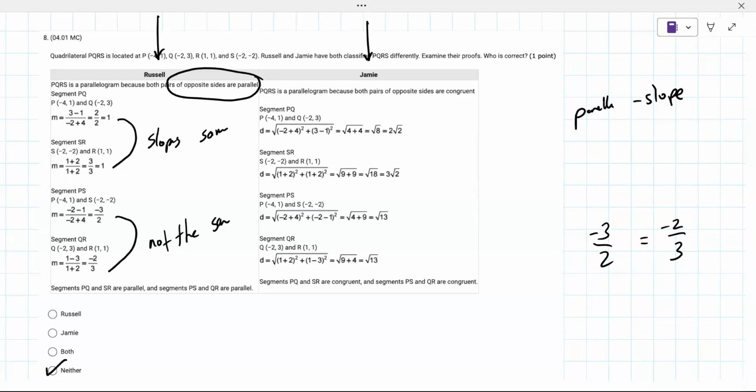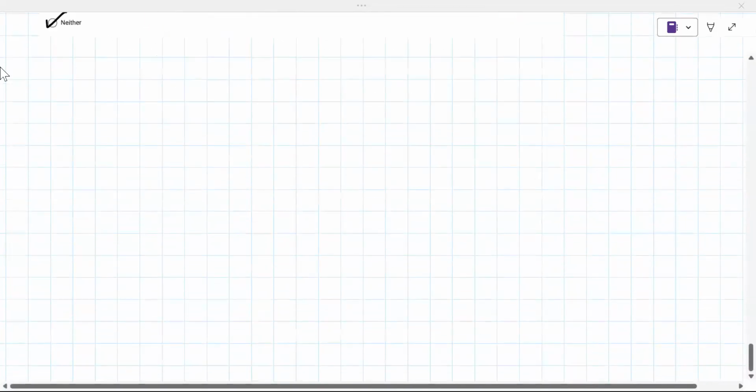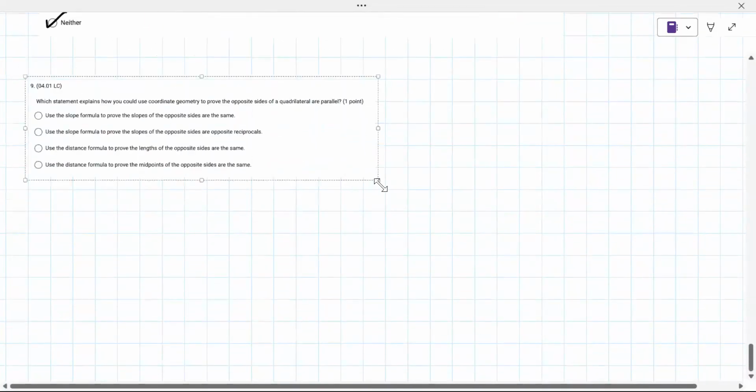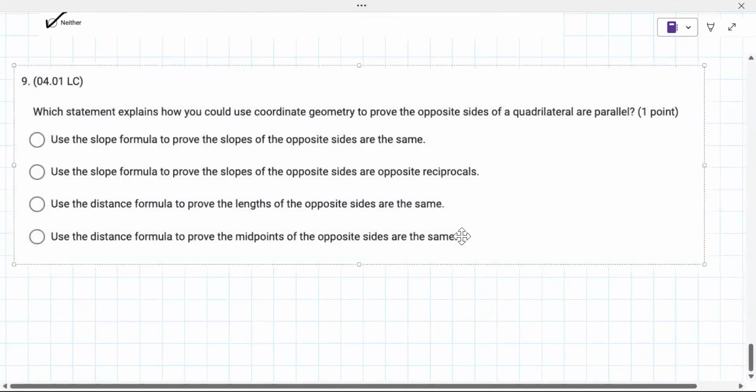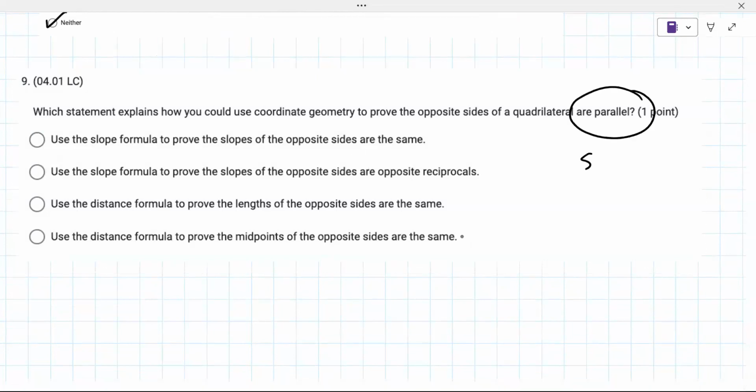Let's see, you sent another question in here. Go ahead and copy that. All right, which statement explains how you could use coordinate geometry to prove the opposite sides of a quadrilateral are parallel? So parallel refers to slope. Now I want you to look at the answers and figure out which answers actually refer to slope. The first two refer to slope formula. Parallel means same slope, and one of them says to prove the slopes of opposite sides are the same.